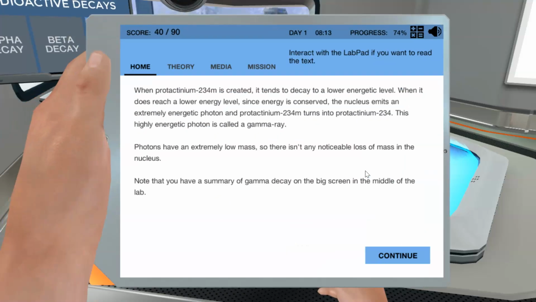When protactinium-234M is created, it tends to decay to a lower energetic level. When it does reach a lower energy level, since energy is conserved, the nucleus emits an extremely energetic photon and protactinium-234M turns into protactinium-234. This highly energetic photon is called a gamma ray. Photons have an extremely low mass, so there isn't any noticeable loss of mass in the nucleus. Note that you have a summary of gamma decay on the big screen in the middle of the lab.